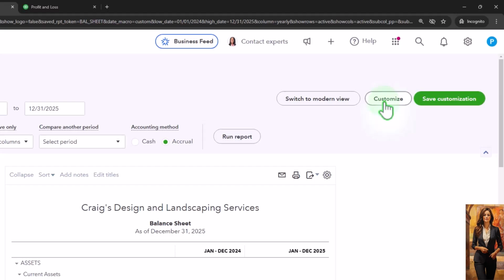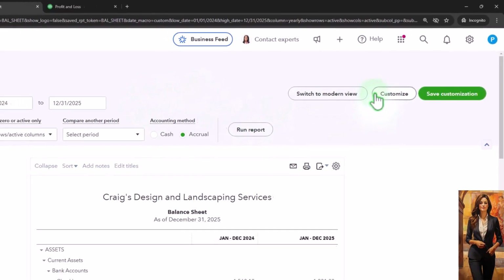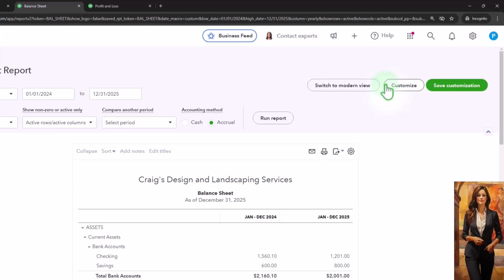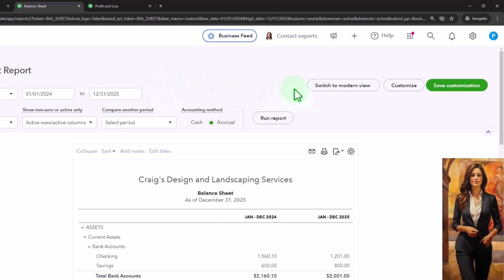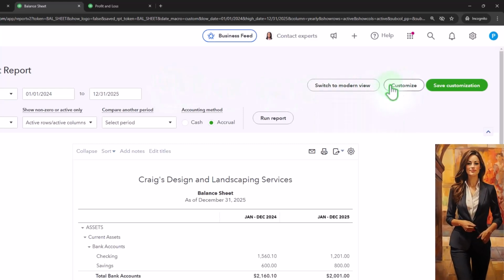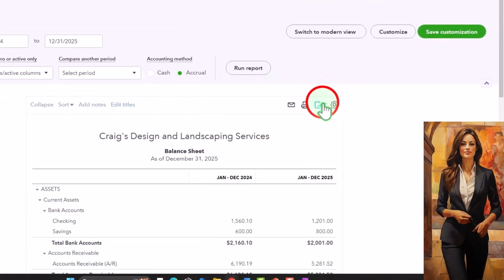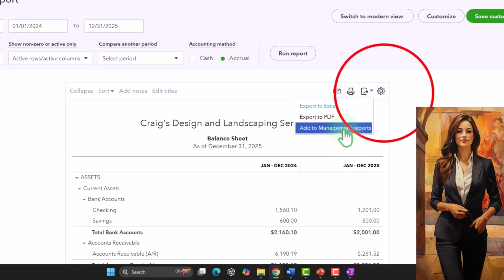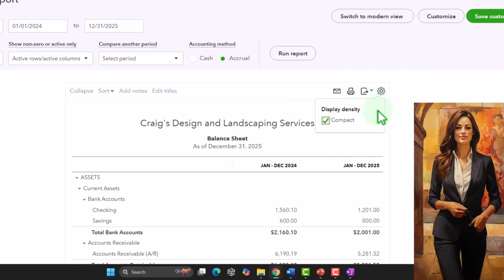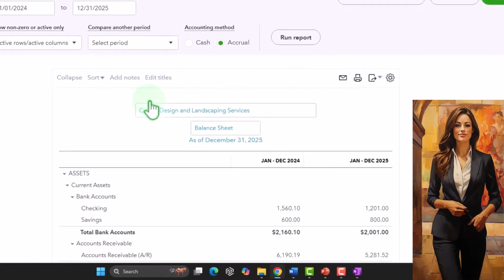So the old view, the classic view, has some repetition in the standard view and in the customized, which I think are some of the things they cleaned out in the more modern view to make it a little bit slicker looking here, and then have those other options in the customized. So then we have the title. You can email it. Here's the email option. Here's the print, and then here's the export to Excel, export to PDF, add to manage reports, and then the cog button has the compact view versus the non-compact view, and you could click in here adjusting the title.